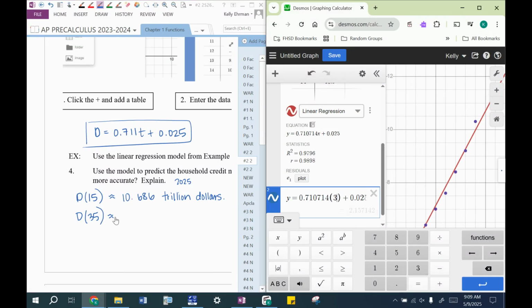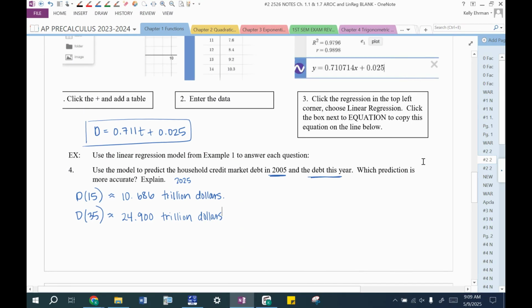So in here, I want to put 35. This would round 899, would round up to 900. So 24.900 trillion dollars. You should be in the habit of labeling your answers anytime there's context.